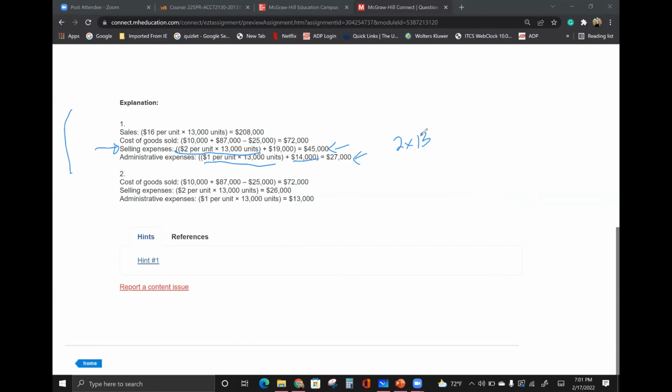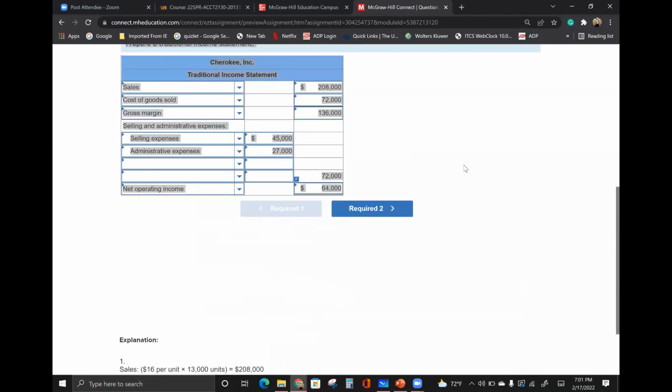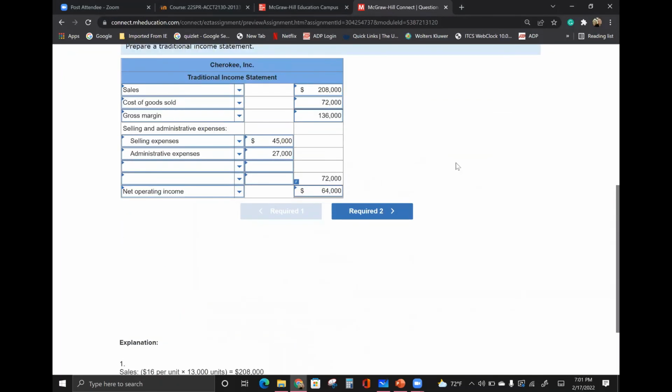Clear. Okay, there it is. So we have our selling 45, admin 27. So we add those up to get the 72, and net operating income is 64.